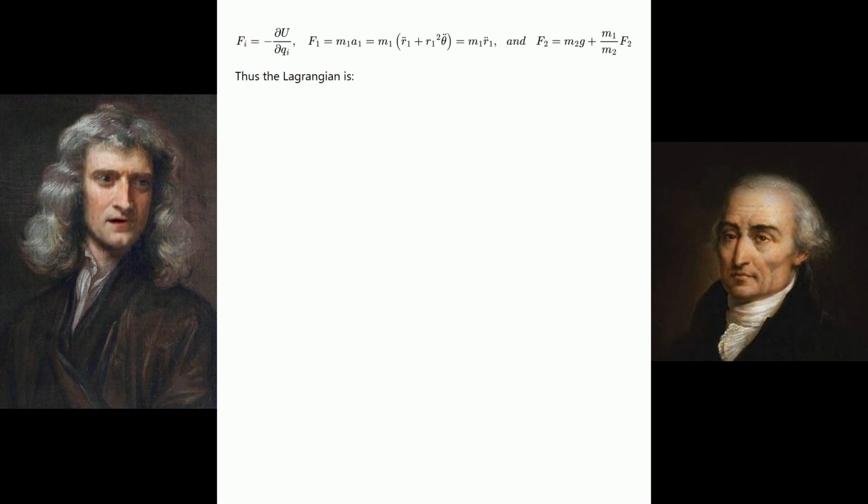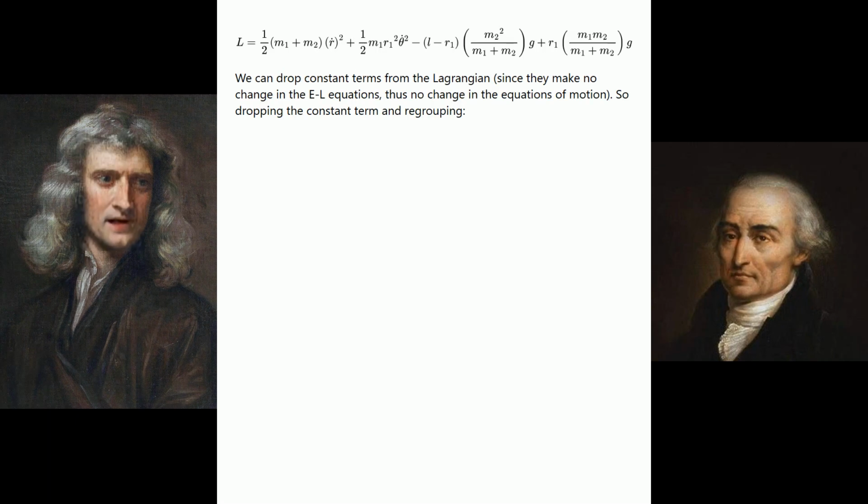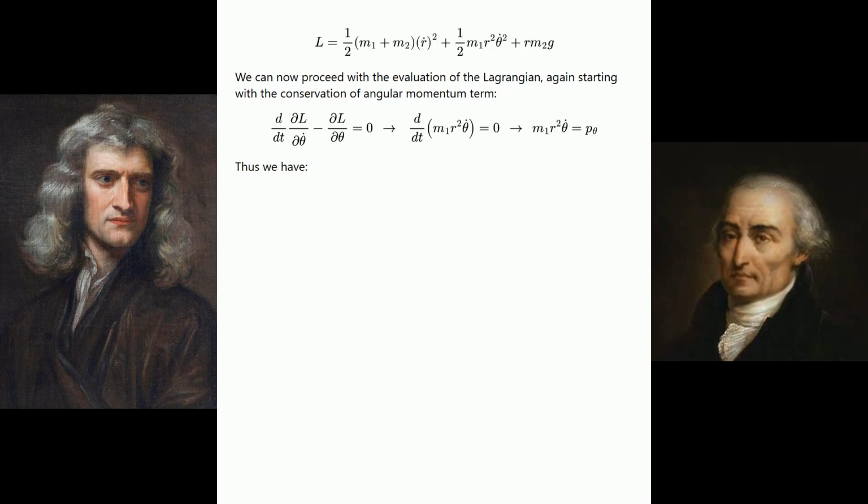Thus the Lagrangian is as shown, which can be rewritten. We can drop constant terms from the Lagrangian, since they make no change in the EL equations, thus no change in the equations of motion. So dropping the constant term and regrouping. We can now proceed with the evaluation of the Lagrangian, again starting with the conservation of angular momentum term. Thus we have.